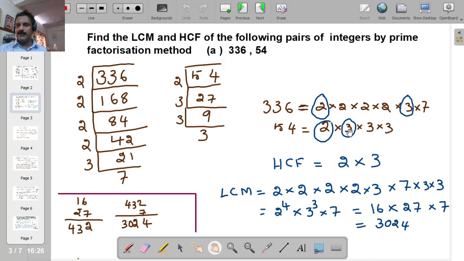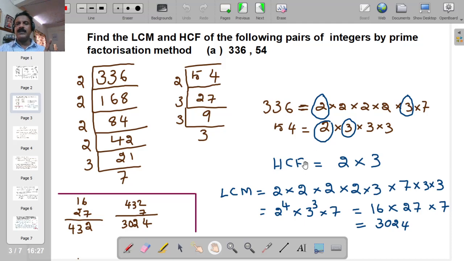We know in LCM the common prime factors should be multiplied only once, but in the product we have seen that the common prime factors get multiplied 2 times. But in the LCM, common prime factors are to be multiplied only once. But we know the product of common prime factors is HCF. That is why we got HCF times LCM is equal to the product of the numbers.